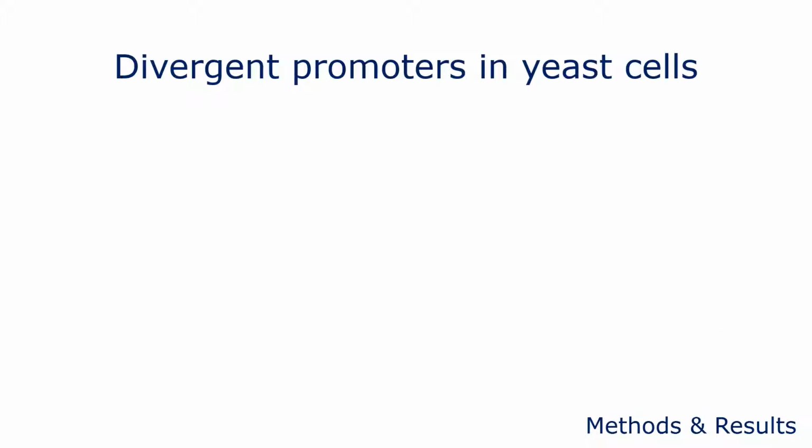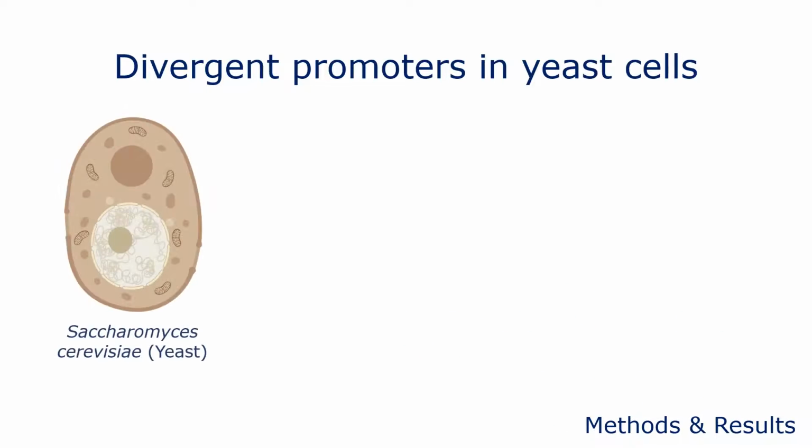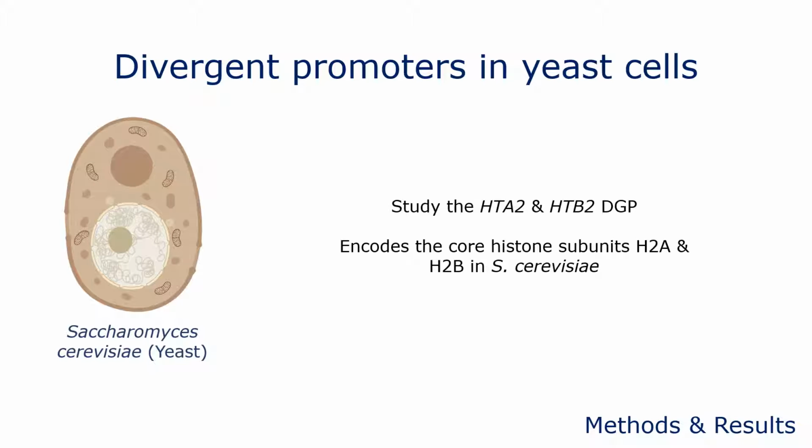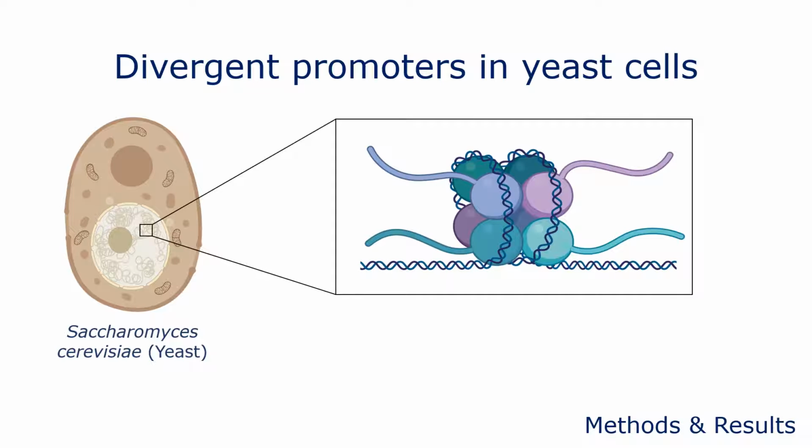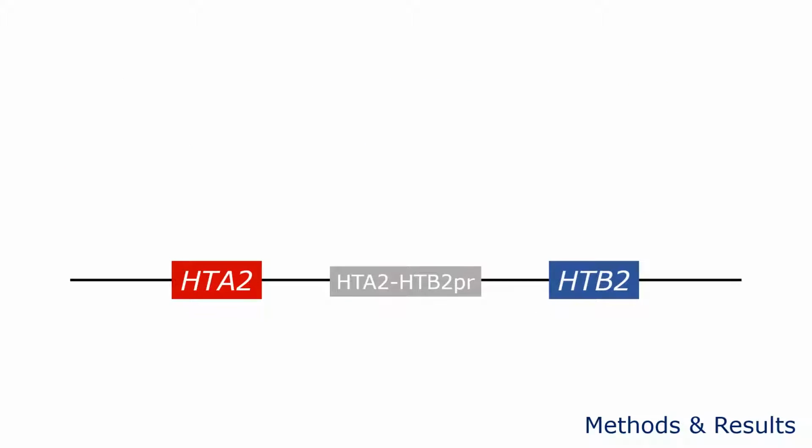They start by studying divergent gene pairs and their promoters in yeast cells using the model organism Saccharomyces cerevisiae, or baker's yeast. They choose the divergent gene pair of the HTA2 and HTB2 genes, which encode two core histone subunits H2A and H2B. These two subunits always act as a heterodimer, so it is important that the ratio of the two proteins is regulated.